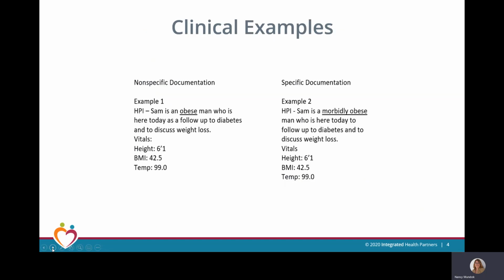Let's look at some examples. Example 1 demonstrates non-specific documentation. The patient's BMI of 42.5 is a BMI that aligns with the definition of morbidly obese, but documentation states obese. The provider should ensure, as in example 2, that the BMI and diagnosis align with the documentation of a weight-related condition.